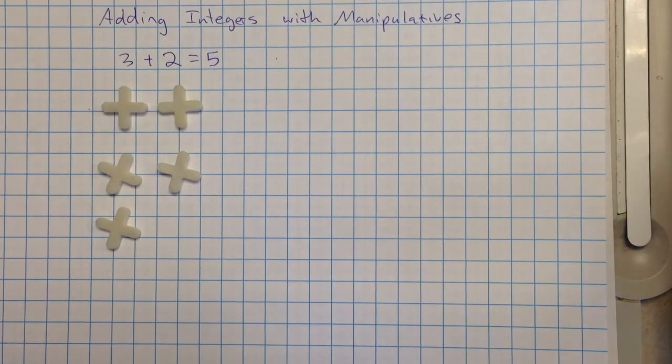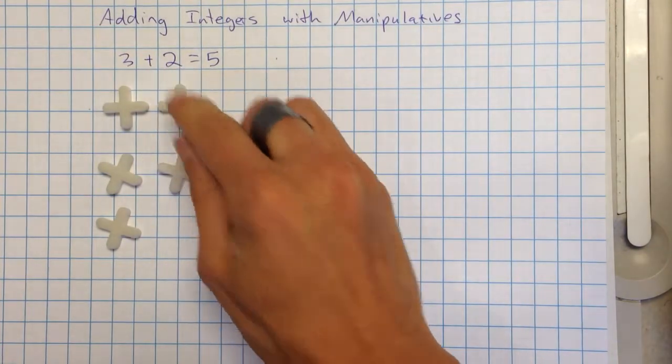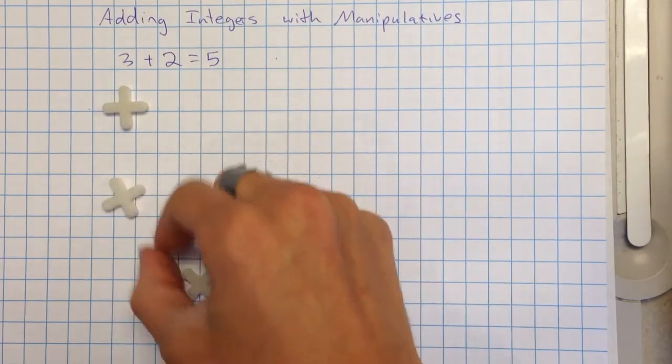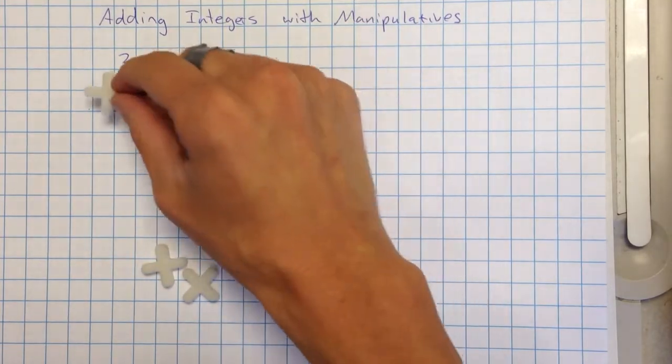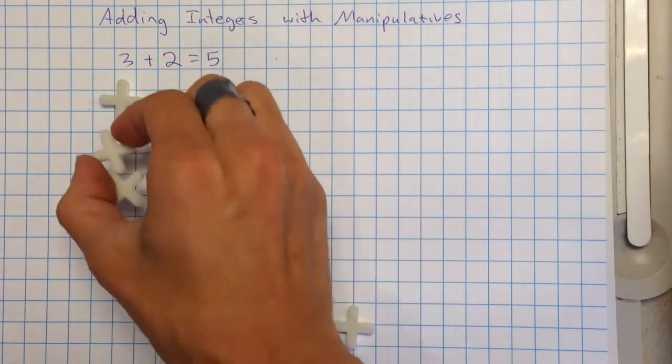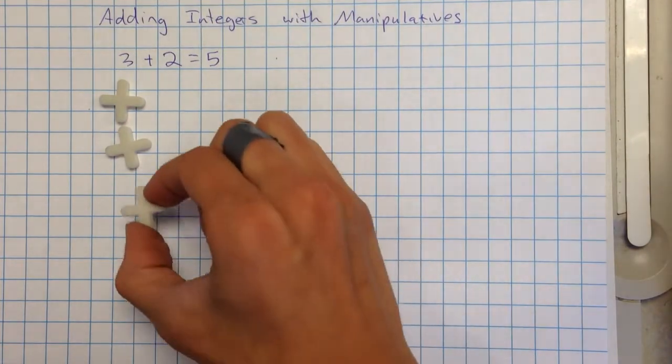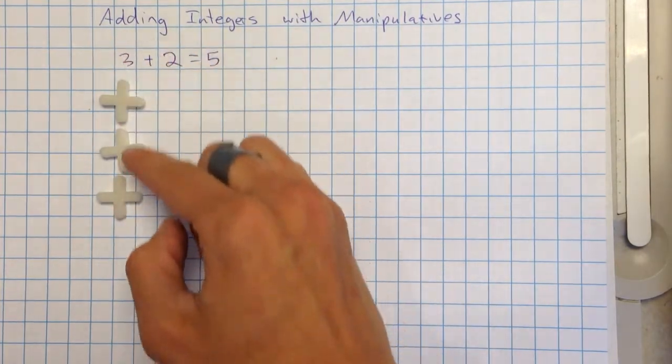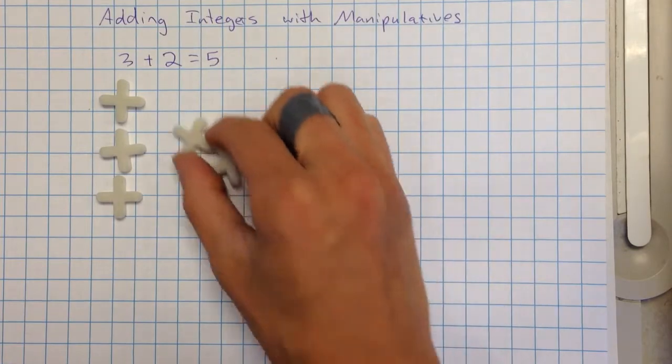So we're going to be using two different kinds of manipulatives. These are both positive integers, so you can see we're representing them using positive pieces. So this would represent a 1, this would represent a positive 2, in this case this represented positive 3, which is what we started with. Then we added 2 additional.